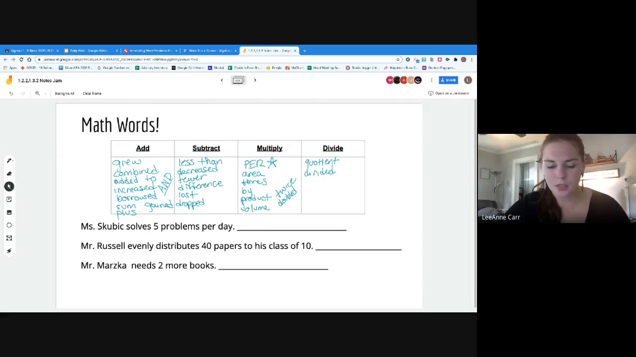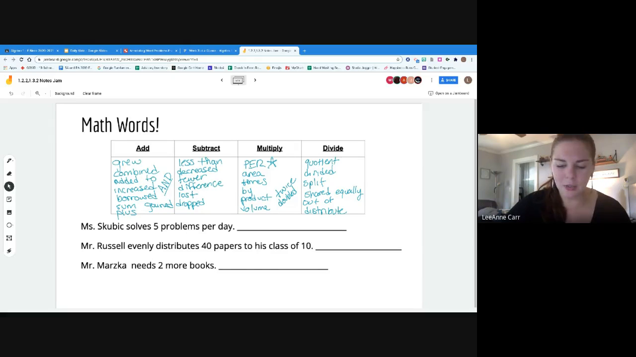Nice, Trevin. Split, shared, equally. The other one I want to hit on is distribute. And that could potentially mean multiply as well. But if we're distributing papers, we're going to have to think of how many papers I have and how many people are in the class to figure out how many each student would get.